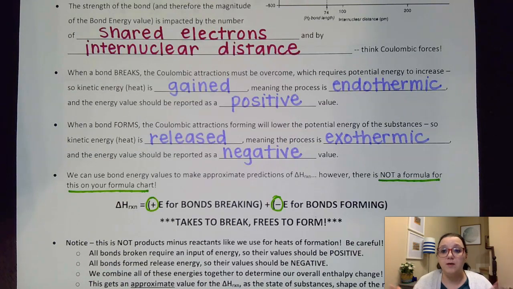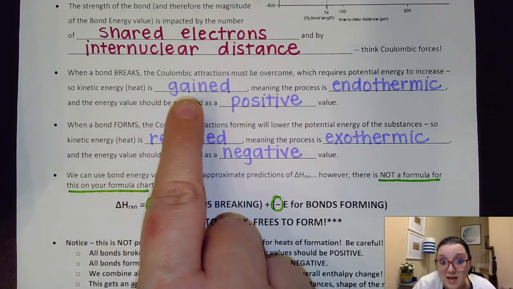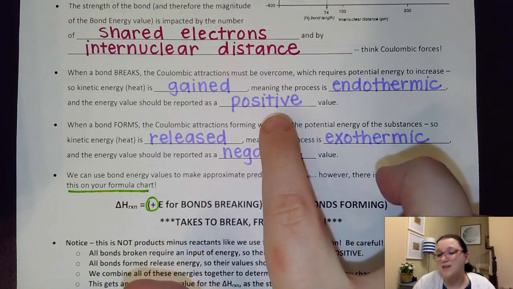Now, as we've already talked about, when a bond breaks apart, your Coulombic attractions must be overcome. They must be broken. And that requires an input of energy. So what I would need is kinetic energy to be gained by that bond, meaning our process is endothermic to split it apart, and our energy value should be reported as a positive.